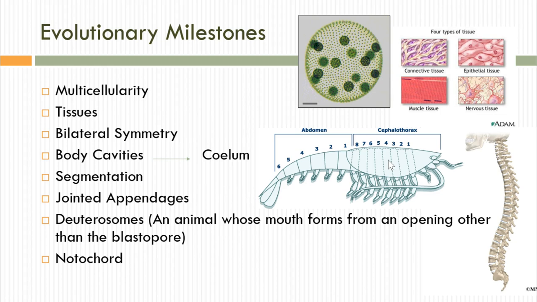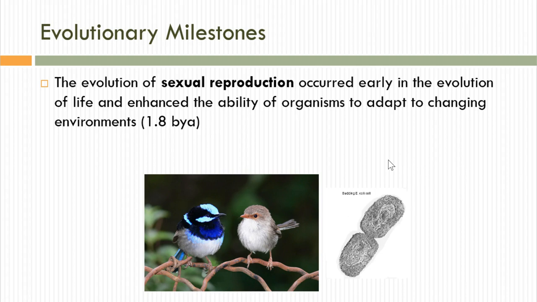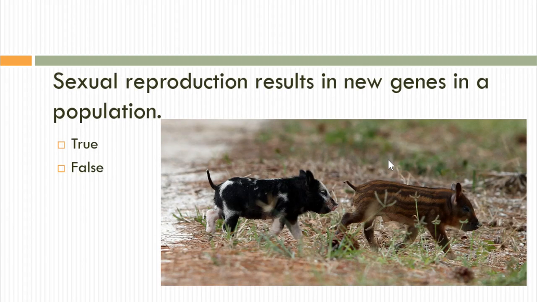Deuterostomes, these are animals who have a mouth and another opening, right? So we have that sort of digestive canal, tract. That's pretty exciting. And then the notochord is the precursor to the spinal cord. Really, really important. So these are some things that you want to keep in mind. Also, sexual reproduction. This is the driving force behind evolution. The fact that you have mixes of genes in offspring. Right? Now, sexual reproduction results in new genes in a population.